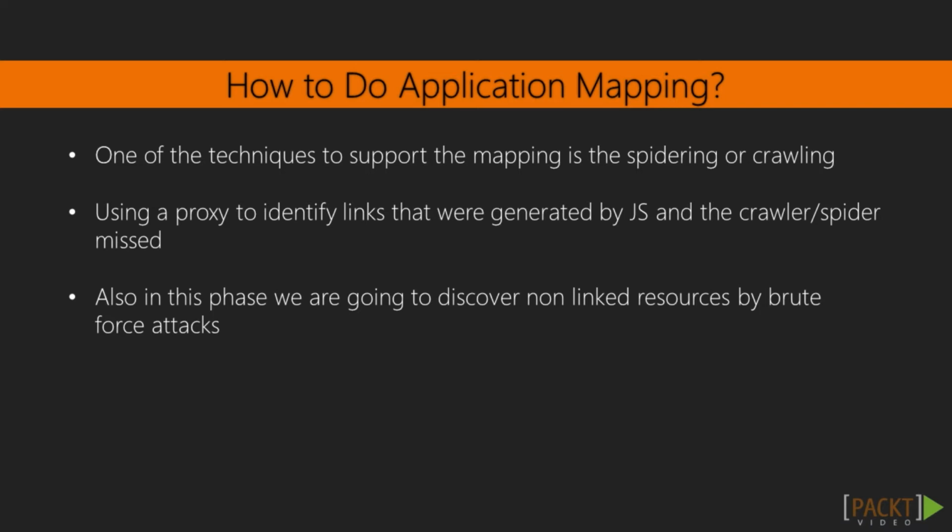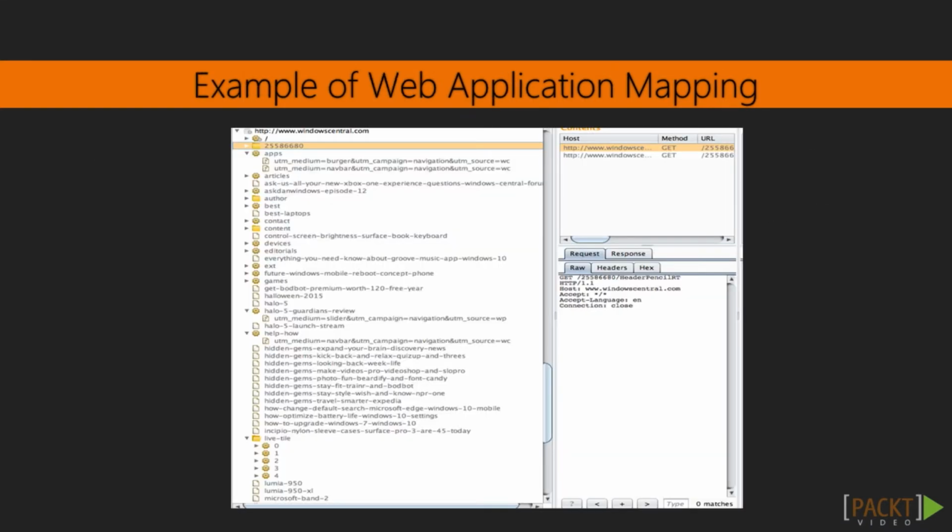Another technique is to discover resources that are not linked anywhere in the application by using dictionary attacks. We are going to build our own bruteforcer in the next section. Here, we have an example of how Burp Proxy creates the application mapping using the proxy and the spider functionalities. We can see the directories, the static pages, and the pages that accept parameters, with the different parameters and the different values.